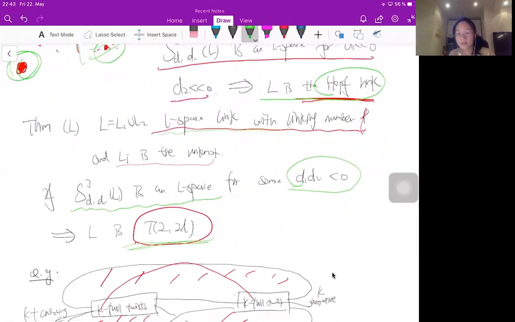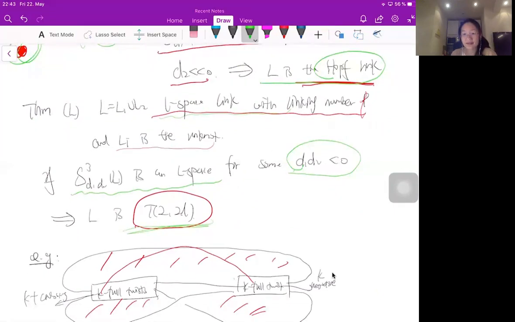So that gives you some link detection result by observing whether your surgery three-manifold is an L-space or not, regarding some specific surgery coefficient. I personally like this kind of result because they're nice and neat. So yeah, that's what I'm going to say about interesting results relating to L-space links.